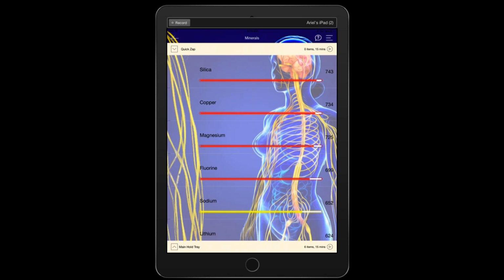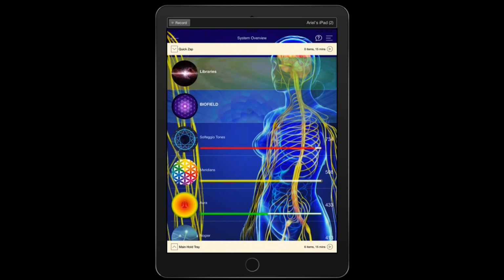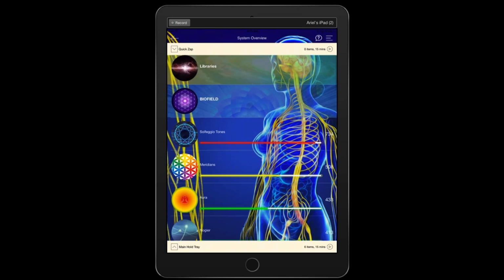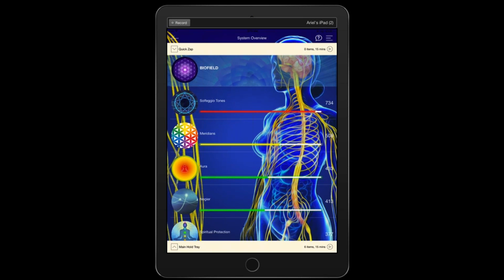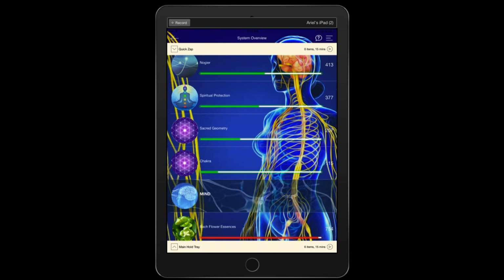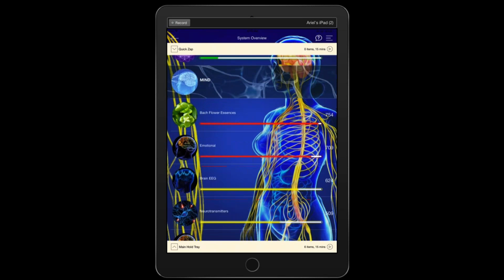Okay, so let's get to some of the basic functions, and we'll get more into this. If you do have questions, feel free to send your questions in. So the very first thing that you do in the program is you run the system overview. That's the first begin analysis that you receive, and you receive results in the areas of the biofield, which is the energetic field. That includes solfeggio tones, meridians, the aura, the Nogier frequencies, spiritual protection, sacred geometry, and the chakras.